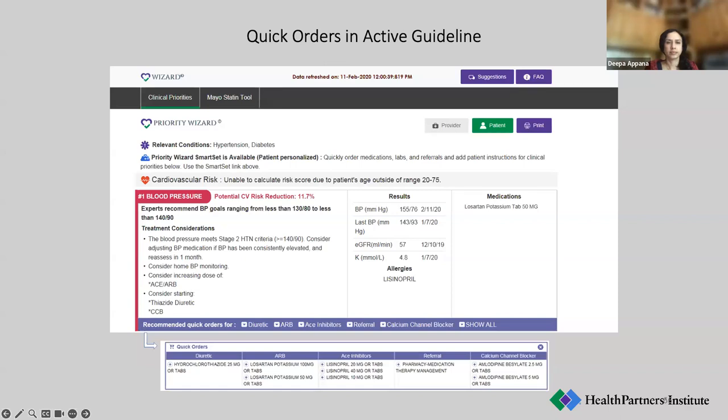There is an EMR automated version of this, an electronic version, that's similar, but at the bottom in purple, it has quick links to order things that are recommended. Next slide.